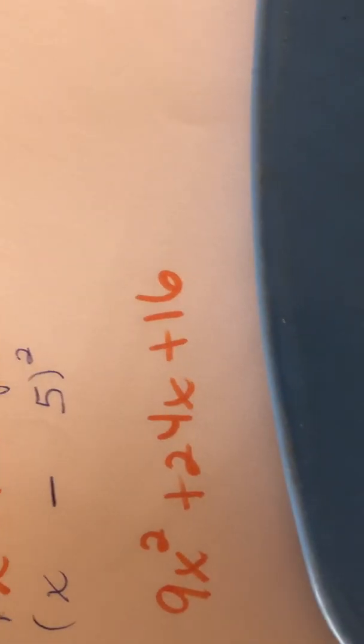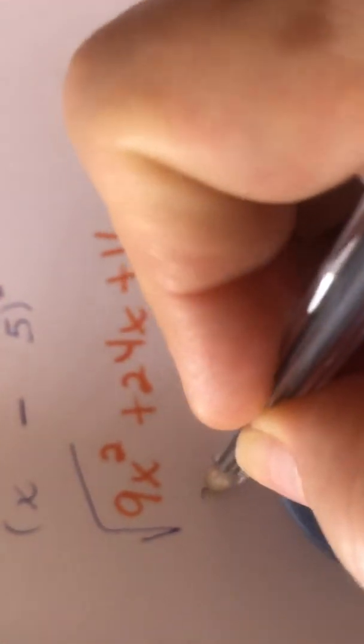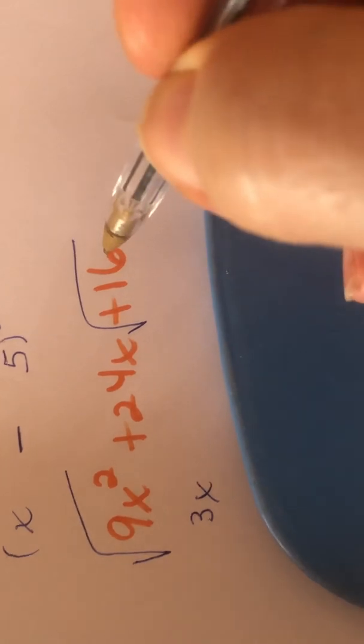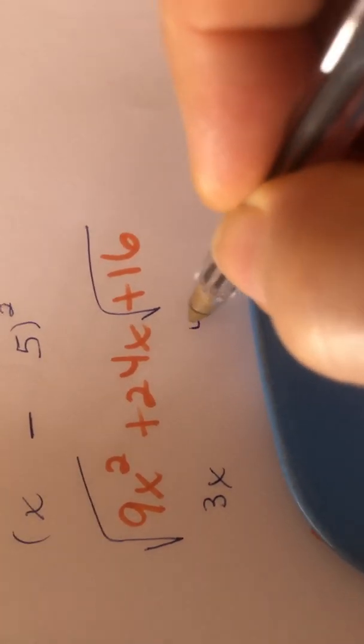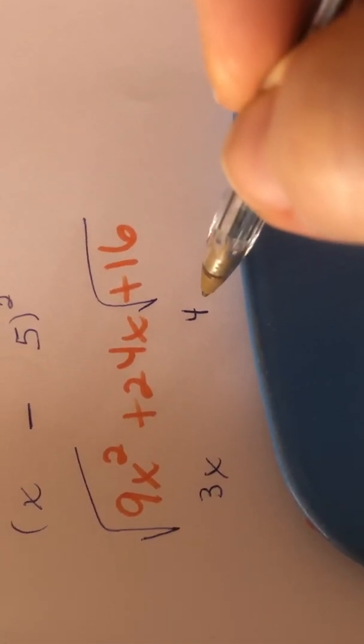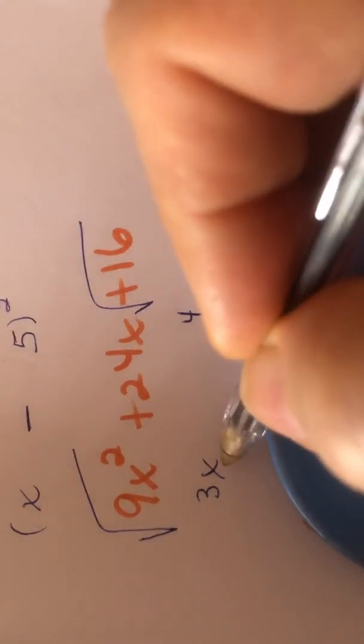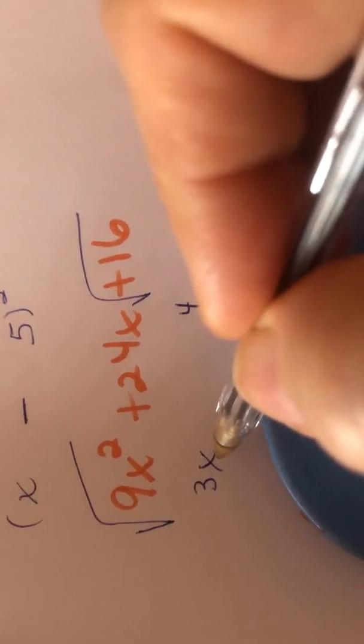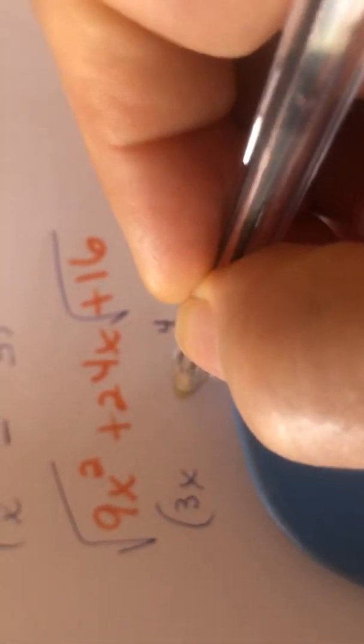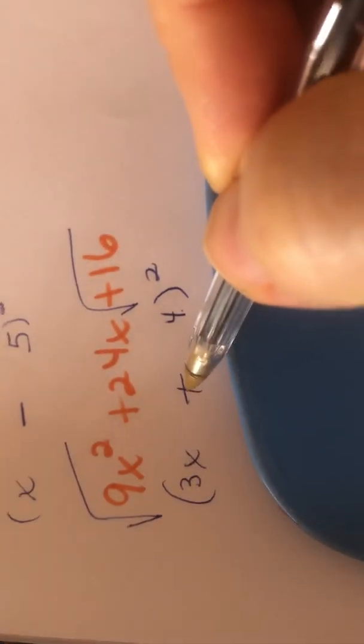Okay, let's do this one here. Do we have a greatest common factor? No. Is it a difference of 2? No. Is it a perfect trinomial? It looks like one. Is this a perfect square? Yes, 3x. Is positive 16 a perfect square? Yes, 4. Let's check to see if it works for the middle term. 4 times 3x is 12. Times 2 is 24. So it is a perfect trinomial squared. And we copy this sign right here, positive.